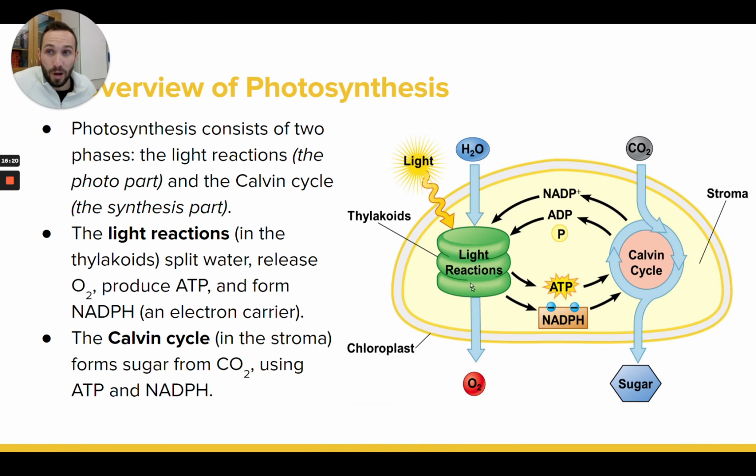So in the thylakoid, water is going to go in. Energy from light is going to be used to take the electrons away from water and give those electrons to NADP+. This results in the production of oxygen. And then you have the Calvin cycle. The Calvin cycle takes place in the stroma, so the space outside the thylakoids.